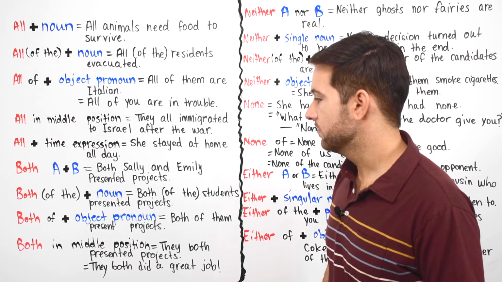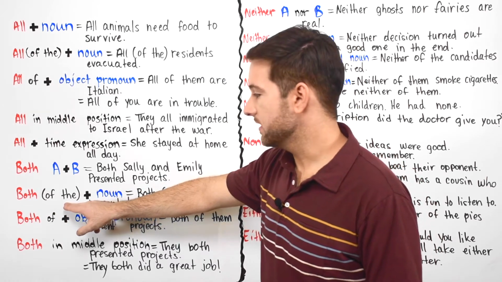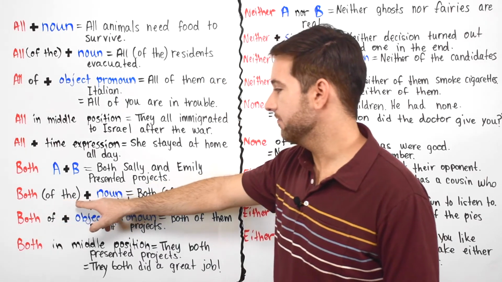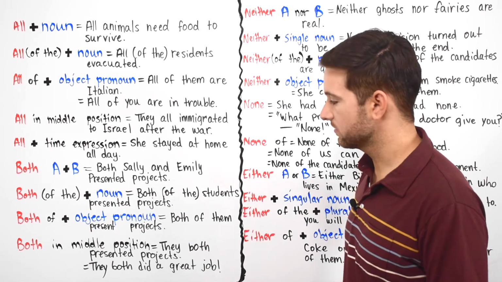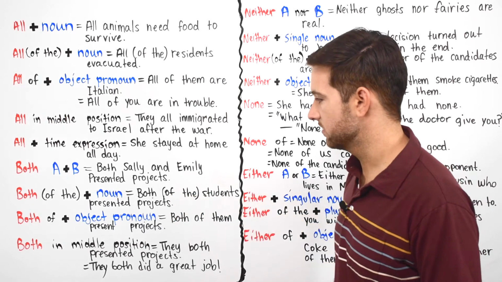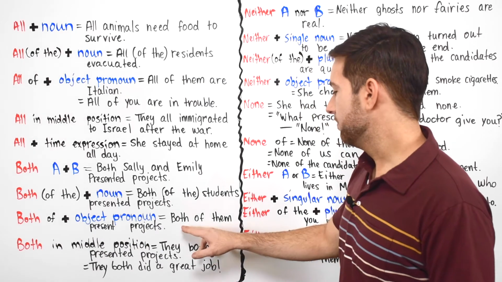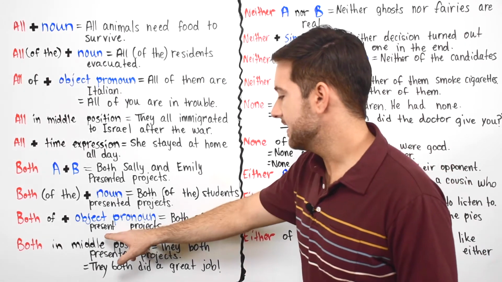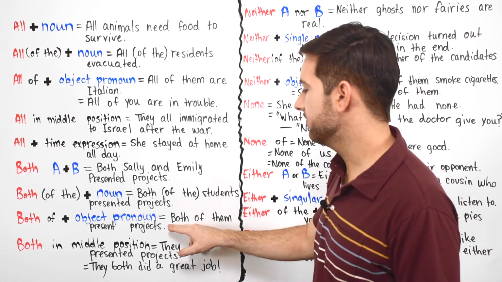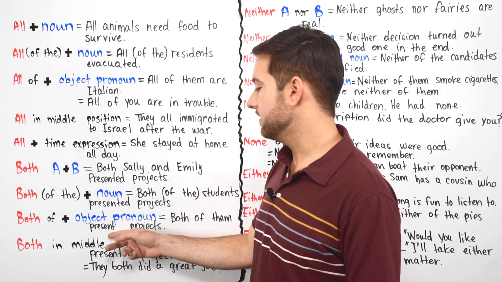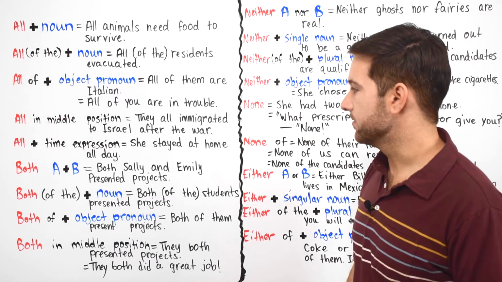All right, so notice here we have of the also in parentheses. You don't need them. Both of the students. So you can say both students presented projects, or you can say both of the students presented projects. Both of plus object pronoun. Both of them present projects. When we have both of them like this, the verb needs to be in the plural form. Remember? Both of them present projects.